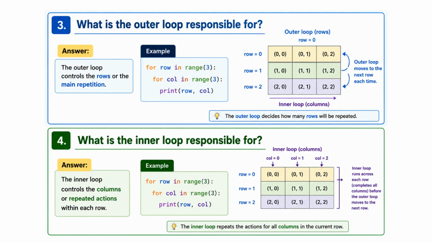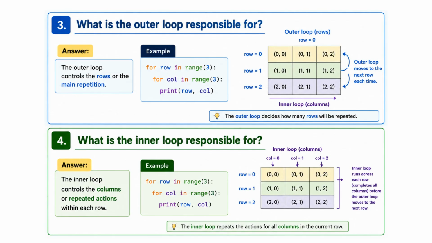Think of it like reading a table. You finish one row before moving down to the next. So the outer loop decides how many rows will be repeated, making it responsible for the overall structure of the nested loop.